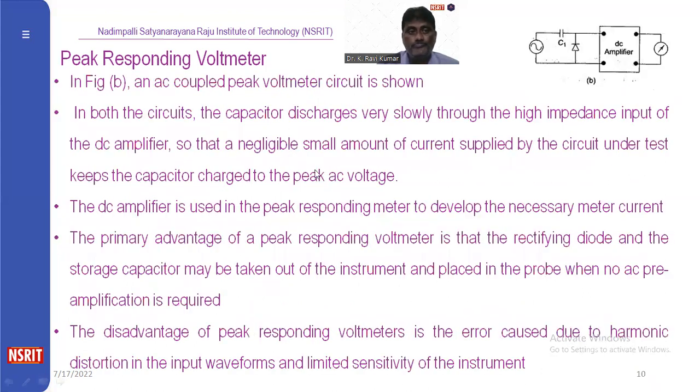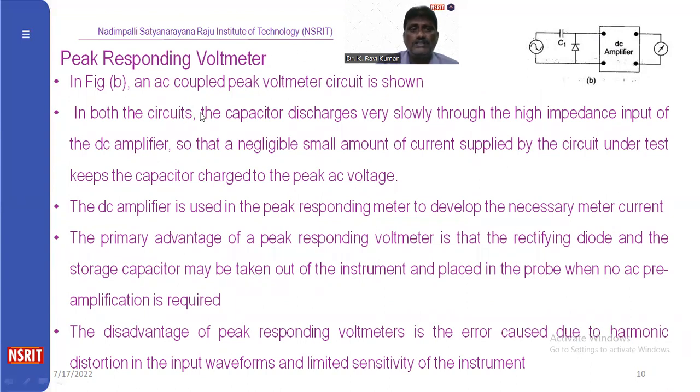The second one is an AC coupled peak voltmeter, shown in the circuit. Here we replace the diode with a capacitor and replace the capacitor with the diode. DC is directly applied. AC will be stored by the capacitor. Maximum AC signal will be opposed by the capacitor also.